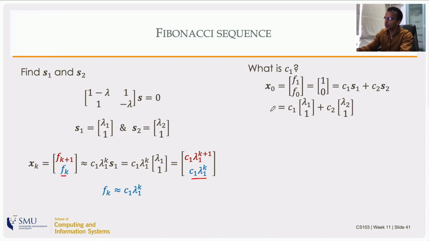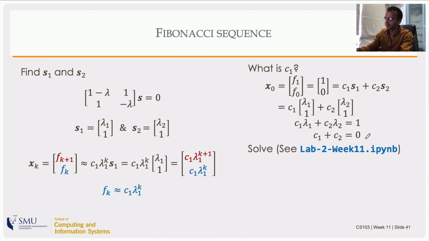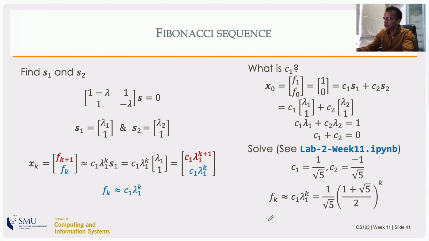So what is c1? In order to get c1, we look at x0, and that is (1, 0). So the first Fibonacci number is 1. The 0th one is 0 in our sequence. And we express that as a linear combination of the eigenvectors. So I have that. And that basically gives me two equations. c1 lambda 1 plus c2 lambda 2 is equal to 1. That is the first one. And c1 plus c2 is equal to 0. That is the second one. Two equations, and we know we are experts in solving equations of that kind. And so I'll get c1 is equal to 1 divided by square root of 5.